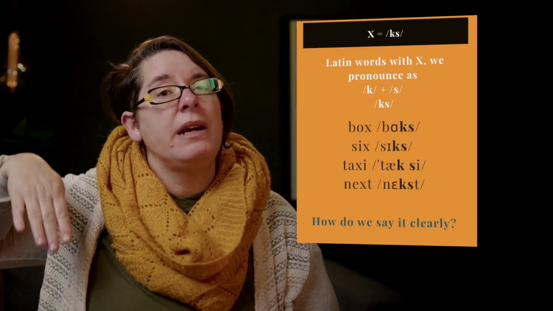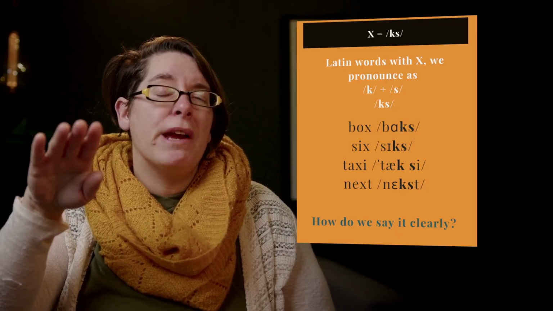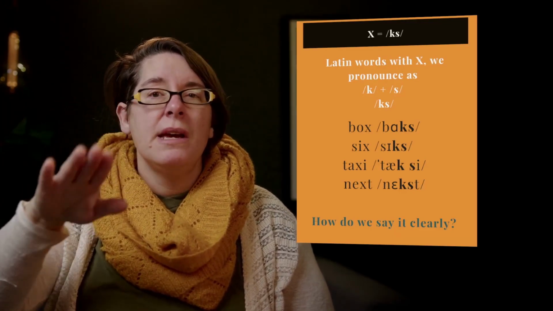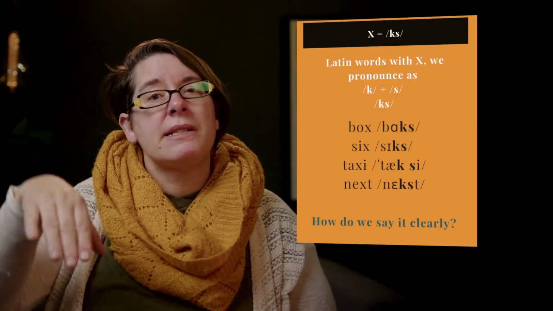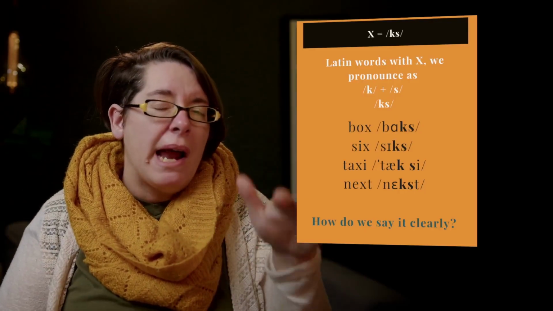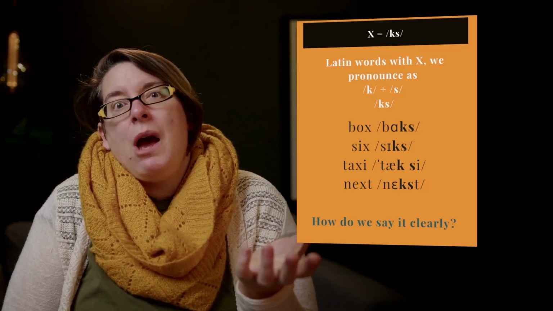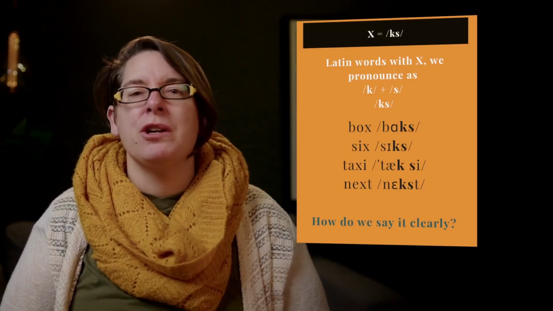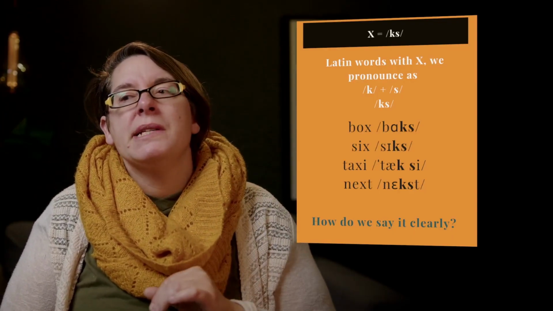On the velum, k, release the air, move the tongue forward, s, create friction, k, s, k, s, box, six, taxi, next. So we can see how combining those two really articulately is going to give me a better sound. I'm going to sound more clear. I'm going to feel more confident. I'm going to know exactly what my tongue should be doing. I can repeat that, drill it, and really get some automaticity in there.